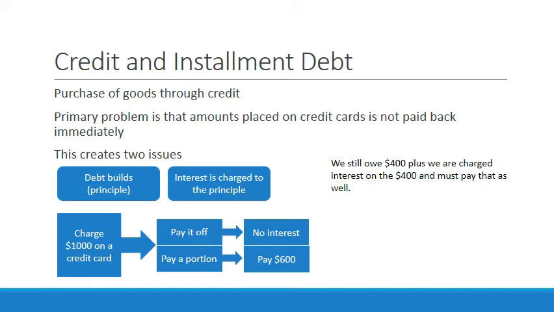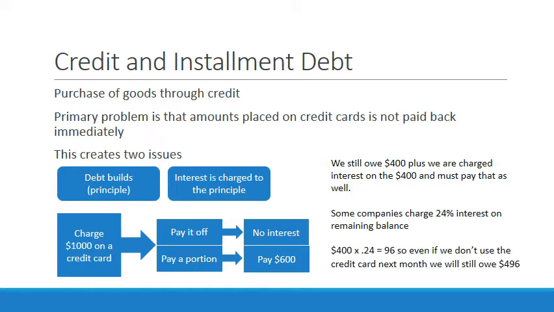Some of these credit card companies have interest rates in the 20% range. I mean, they're pretty high. Some companies you'll see charge 24% interest on the remaining balance. So let's look at that. 400 times 0.24 equals 96. So even if we don't use the credit card next month, we would still owe $496. That is how credit debt gets built up.